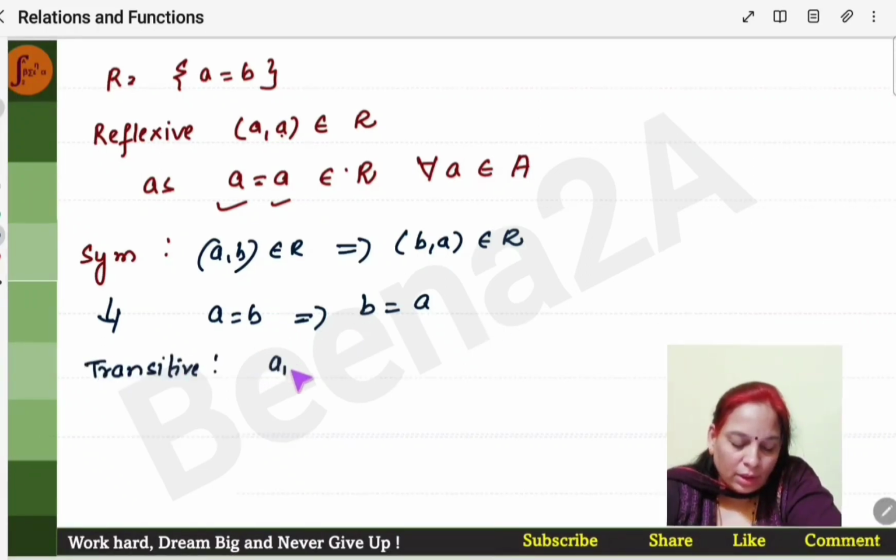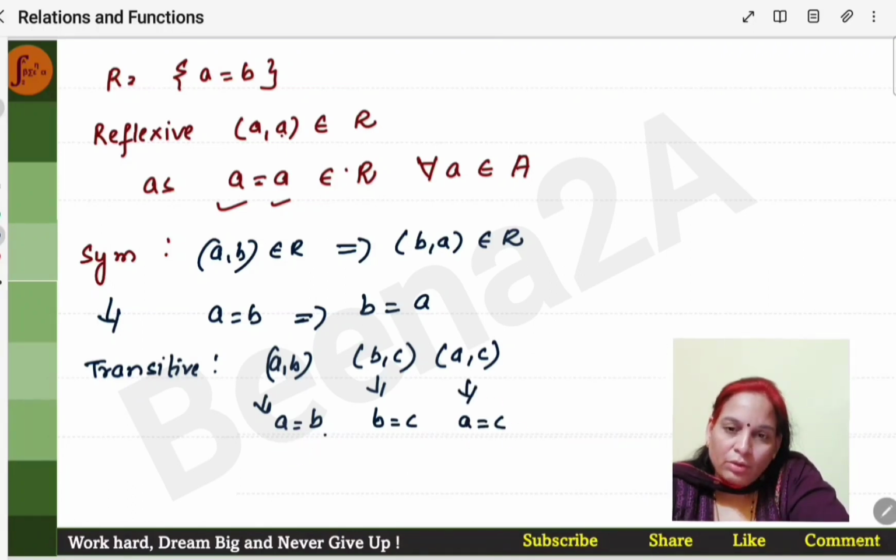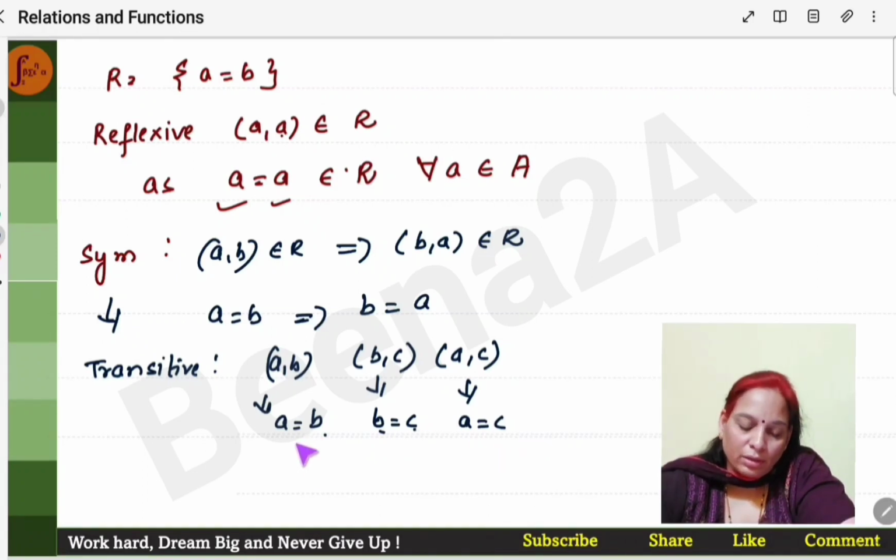Transitive is A comma B combination, B comma C combination, and A comma C combination. So here in first combination, relation is A is equal to B. Second combination, B is equal to C. Third combination, A is equal to C. Now, if A is equal to B and B is equal to C, obviously A is equal to C because all are equal here. A is equal to B is equal to C. All three are equal. Therefore, it's transitive.